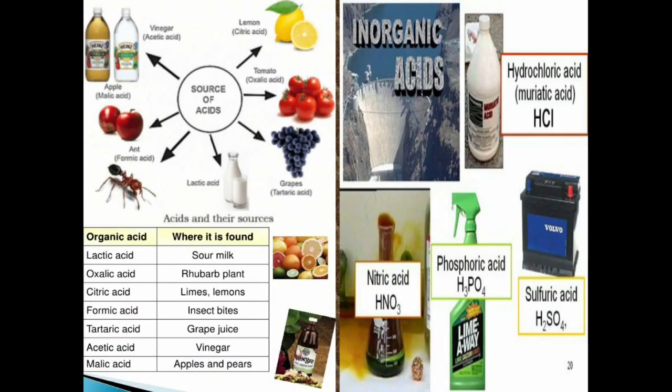This slide has mainly focused on the sources of acid, both of organic and inorganic. Organic acids are derived from both plants and animals, like you get tartaric acid from grapes, malic acid from apple, citric and oxalic acid from lemon and tomato, and lactic acid from milk and formic acid from ants. All these organic acids are weak in nature and are safe to have in our daily diet because it is vital for our health and well-being.